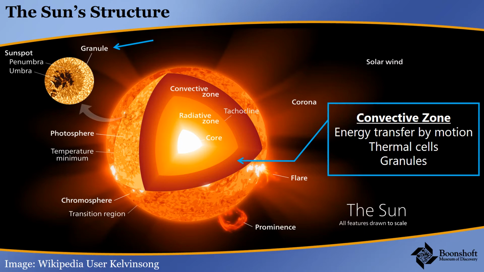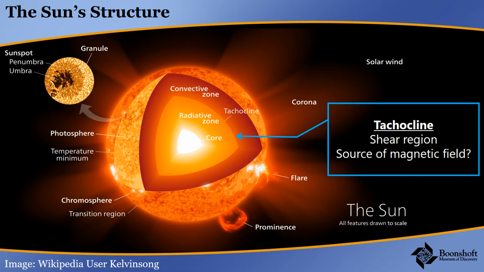Okay, so we talked about how the radiative zone is rotating as one object, and the convection zone has differing rotation speeds based on your latitude. So the tachocline, which is Greek for speed boundary, is the spot where it transitions from the uniform rotation to the varied rotation. And so there's a lot of shear going on, turbulence, and it's thought that this is the source of the sun's magnetic field.